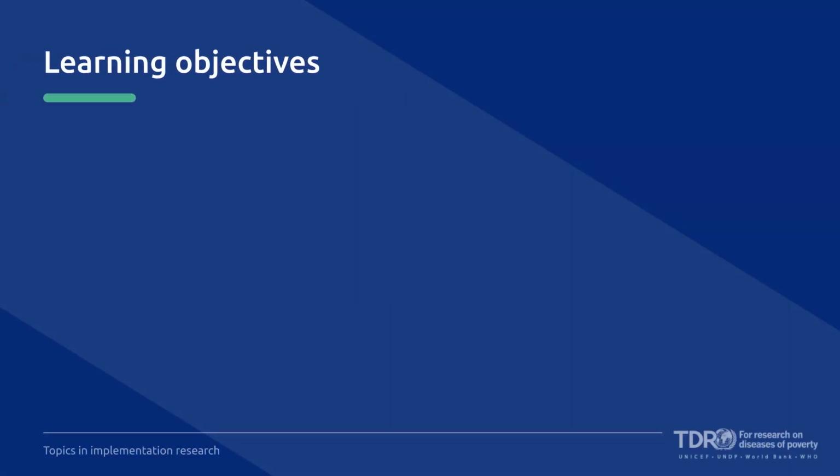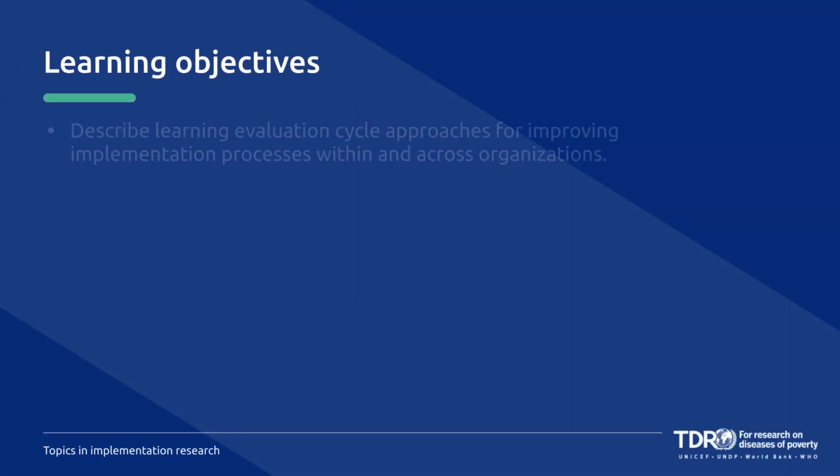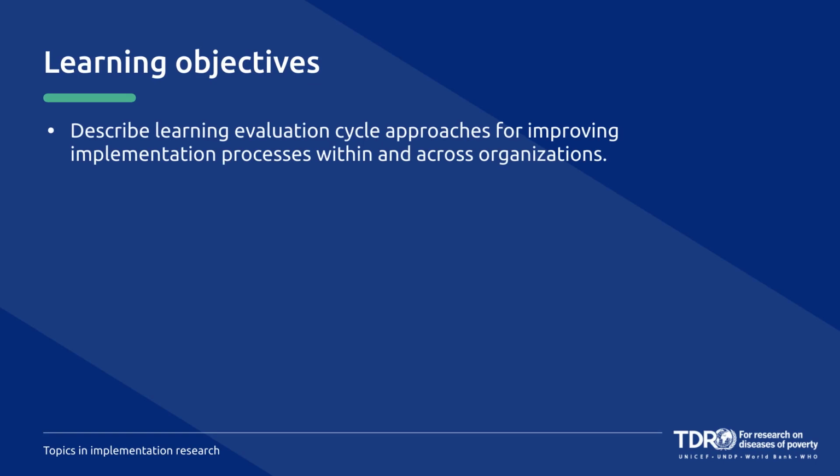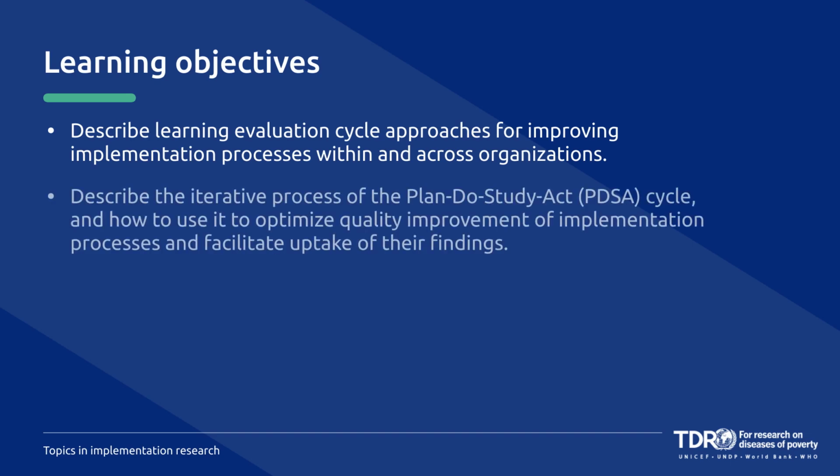After this chapter, you should be able to describe learning evaluation cycle approaches for improving implementation processes within and across organizations. Describe the iterative process of the Plan Do Study Act, PDSA, cycle, and how to use it to improve the quality of implementation processes and facilitate uptake of their findings.